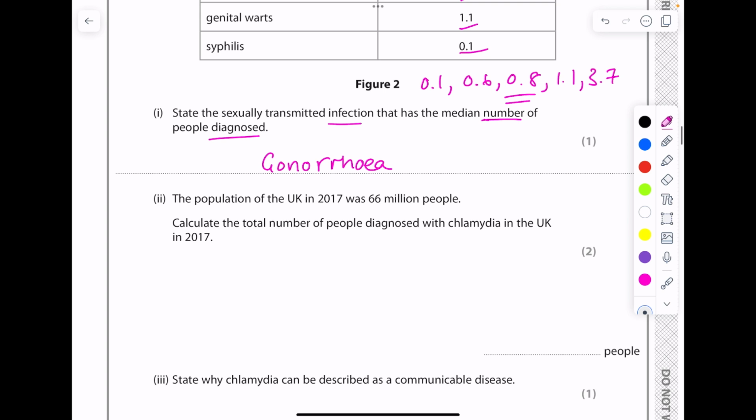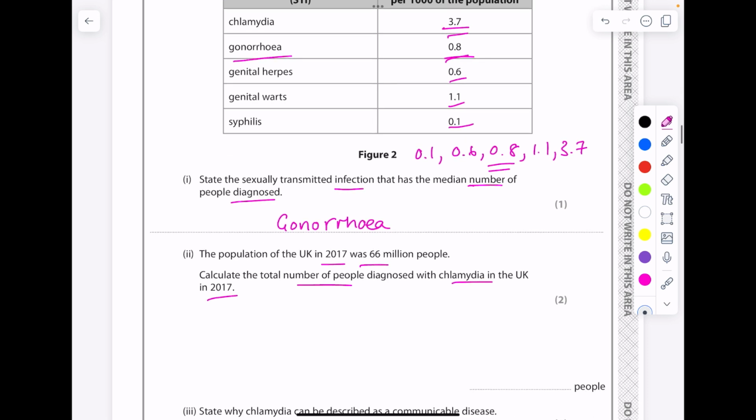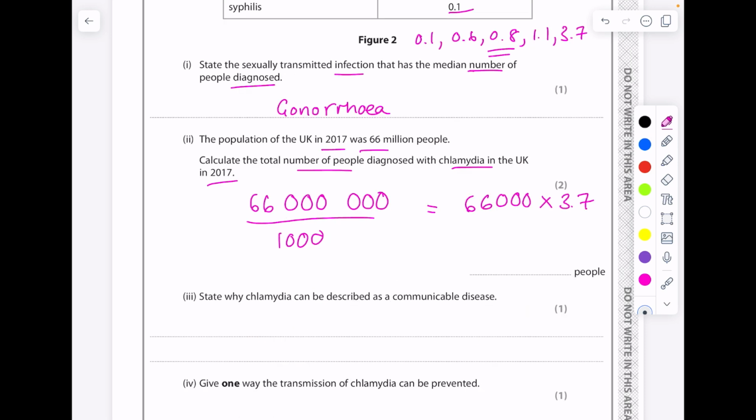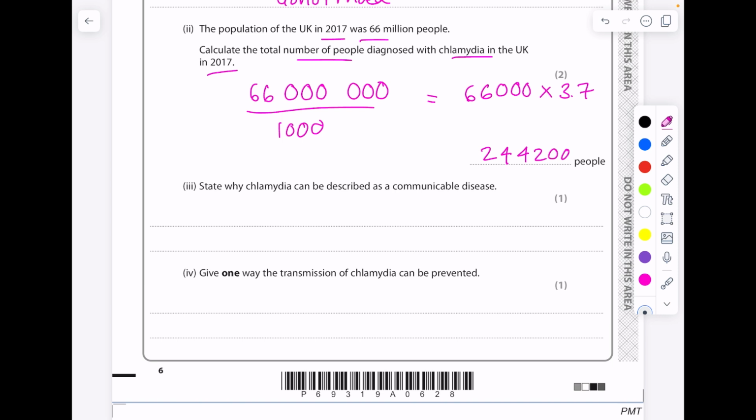The population of the UK in 2017 was 66 million. Calculate the total number of people diagnosed with chlamydia in 2017. So we're looking at 3.7 per 1,000 of the population. So first of all, get our 66 million, divide it by 1,000 to get 66,000, and then times it by 3.7. So our final answer here is 244,200.